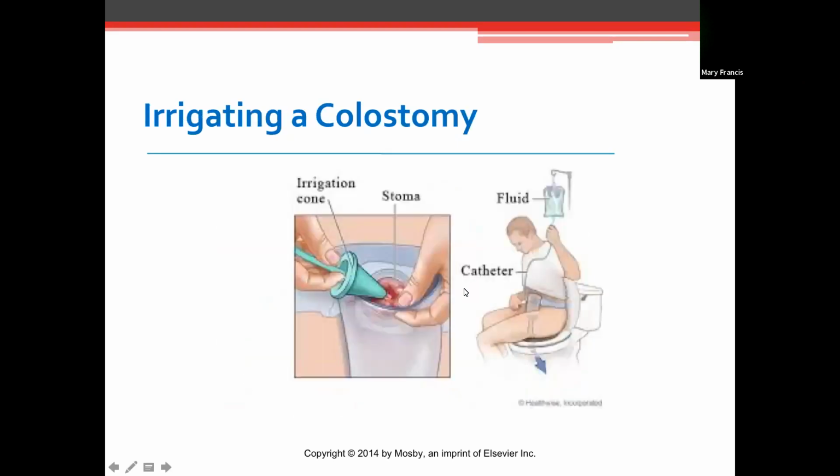Some people are taught how to irrigate their colostomy. It is a cone shape that goes into the stoma. Then there is fluid. The fluid is directed into the stoma, and it is at a rate that the patient can tolerate. If the patient has it going in too fast, then they might get some cramping, and you would just have to slow it down.